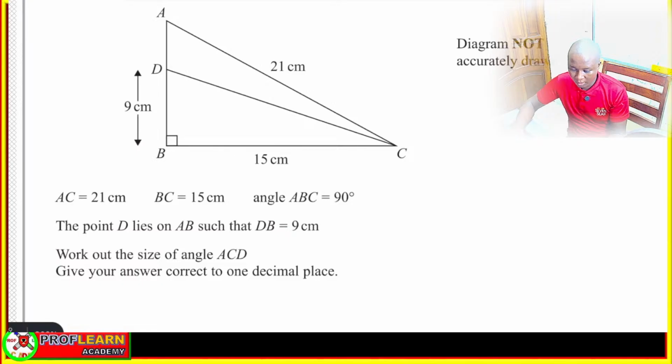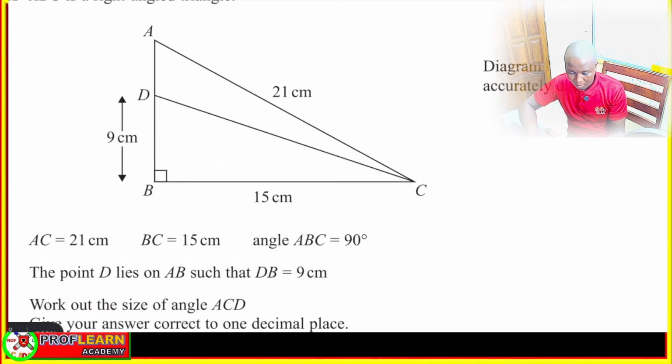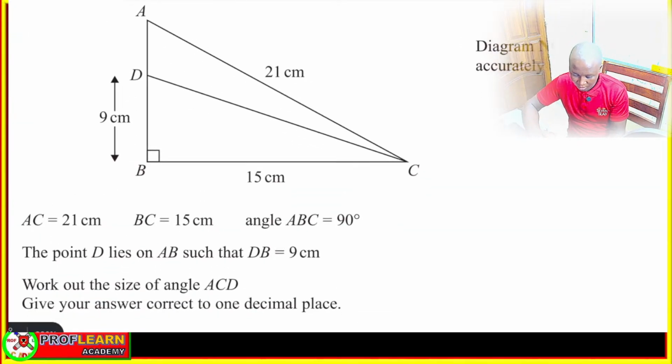Okay, in this question here, we are told that ABC is a right angle triangle, and then work out the angle ACD. So we are going to work out the size of this particular angle at this point. That's the angle we are working out.